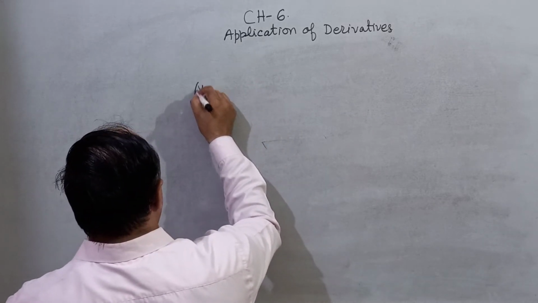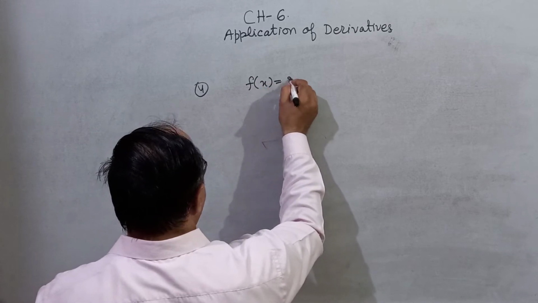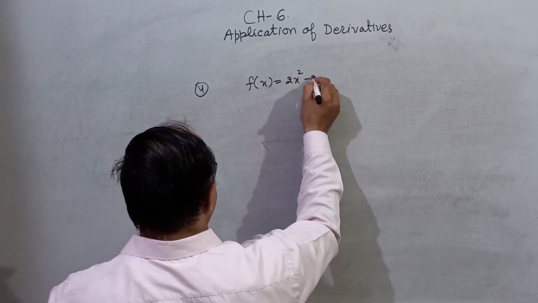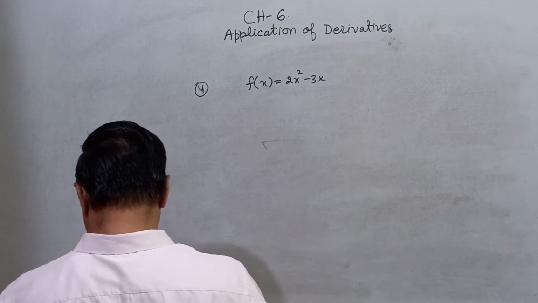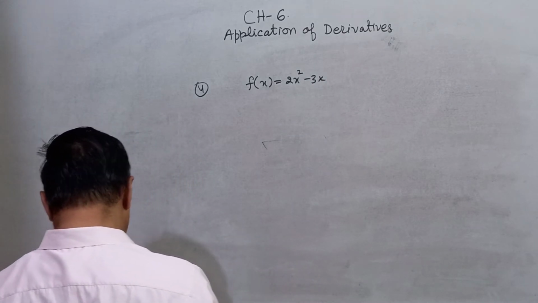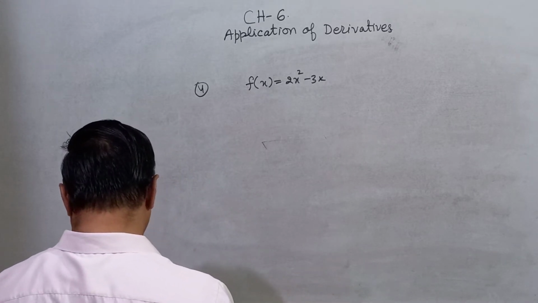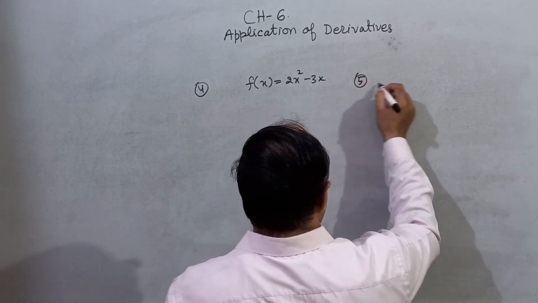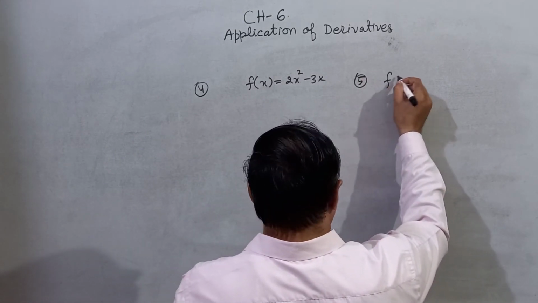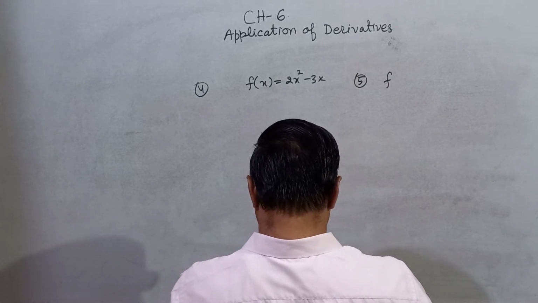Question number fourth. f of x is equal to 2x square minus 3x. Find the interval in which the function given by f of x equal to 2x square minus 3x is strictly increasing or strictly decreasing. This is question number 4. And fifth, same question, find the interval in which the function is strictly increasing.